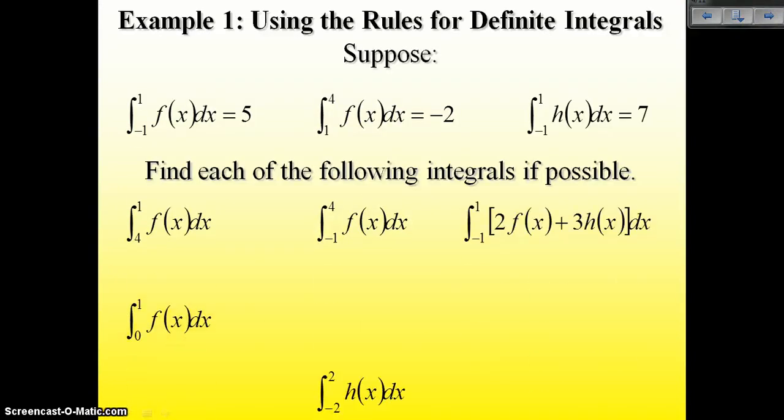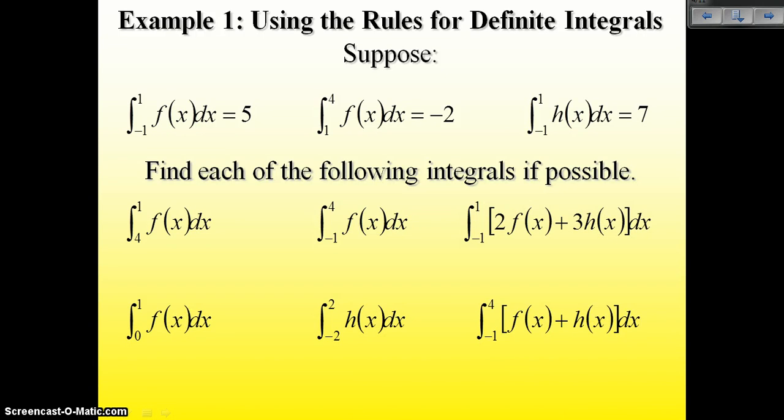Using the rules for definite integrals, we're going to find each of the following things on the bottom. So we're going to find all these values down here, assuming that these are true. The integral from -1 to 1 of f of x dx is 5. The integral from 1 to 4 of f of x dx is -2. And the integral from -1 to 1 of h of x dx is 7. So we'll start with this one.